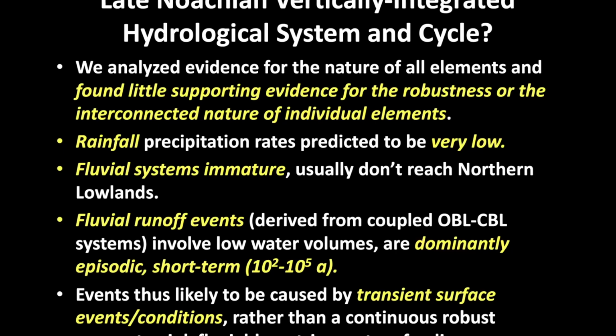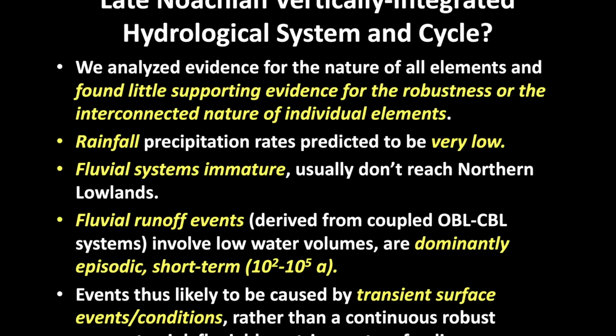Rainfall precipitation rates are predicted to be very low. Fluvial systems are immature. They don't really reach, Ariel Deutsch showed, they don't usually reach the northern lowlands. So they're not emptying into the northern lowlands to create an ocean. So that's not connected. The fluvial runoff events, this is really an amazing study by Stuckey and others.